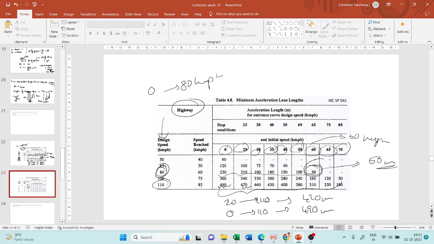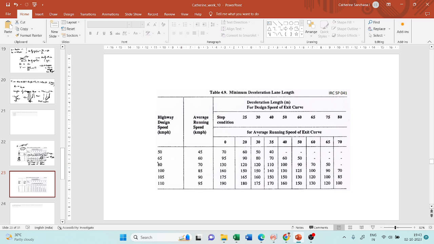Similarly, we go to deceleration lane. So for speed on the highway as 80 kilometers per hour, now from 80, it has to go to 0. If it has to go to 0, it requires 130 meters. From 80, if it has to go to 20, it requires only 120 meters. It is just the opposite, okay. For acceleration lane it goes from 0 to 80, 20 to 80. For deceleration lane, it will be the opposite, from 80 to 0, 80 to 20.